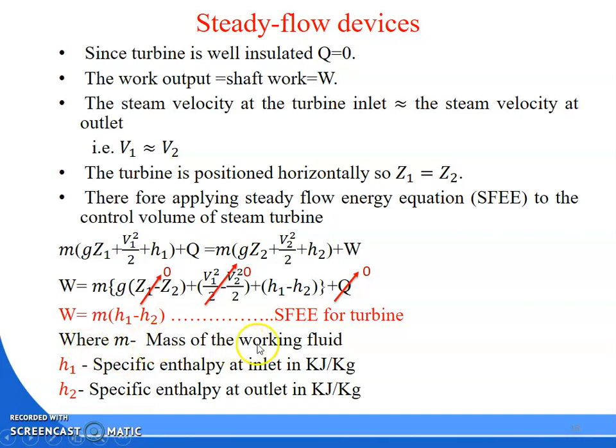What is m? m is the mass of the working fluid. H1 is the specific enthalpy at the inlet. What is enthalpy? The total energy content of a fluid is known as enthalpy. H2 is the specific enthalpy at the outlet. So we got work done equal to mass into change in enthalpy; that is the work done for a steady flow turbine. By using the steady flow energy equation and applying some conditions, we get the steady flow energy equation for the turbine, and you use this formula for solving problems.